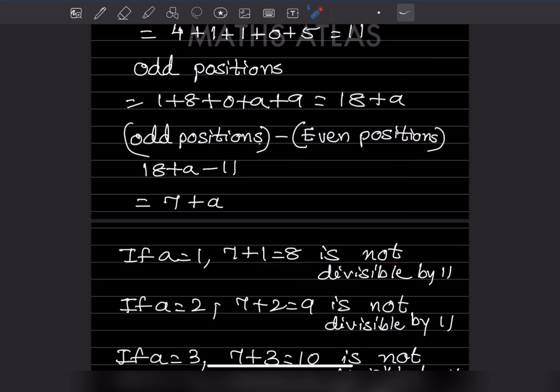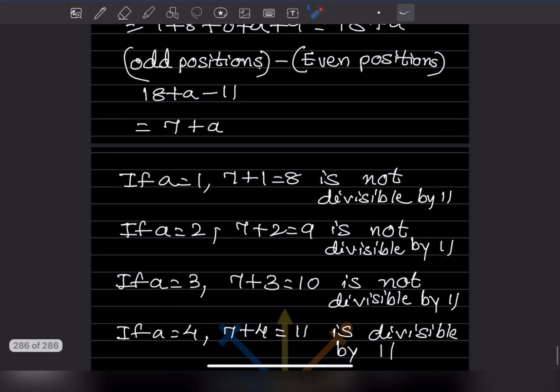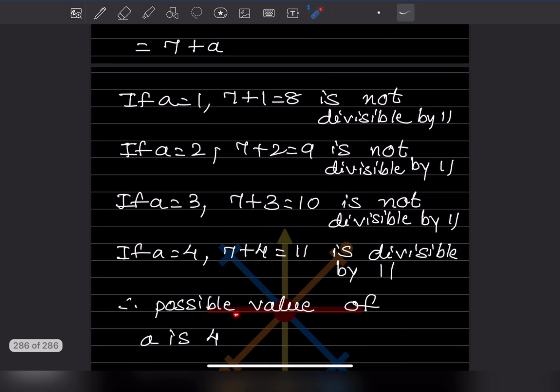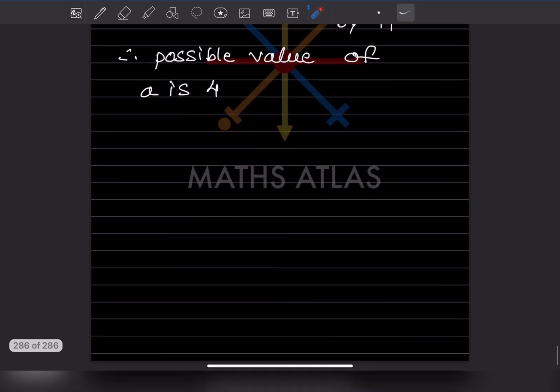That is not divisible by 11. If we take A as 2, 7 plus 2 is 9. Also not divisible by 11. If you take A as 3, 7 plus 3 is 10, also not divisible by 11. If we take A as 4, that will be 11, and that is divisible by 11. So we can say the possible value of A is 4.